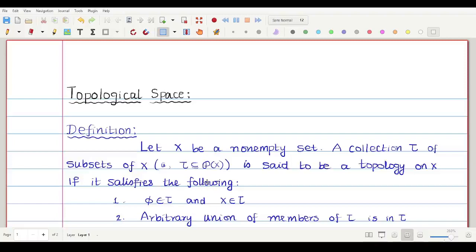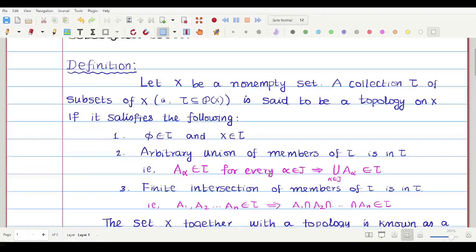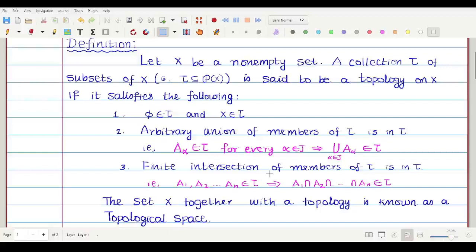Last class we discussed metric spaces and how topology naturally arises from a metric space. Then we defined, without a metric, let capital X be a set, what a topology is. So let me recall the definition of a topology.